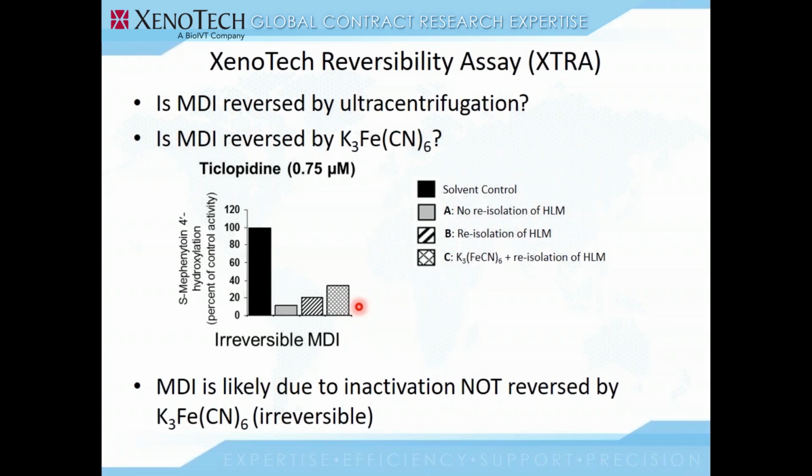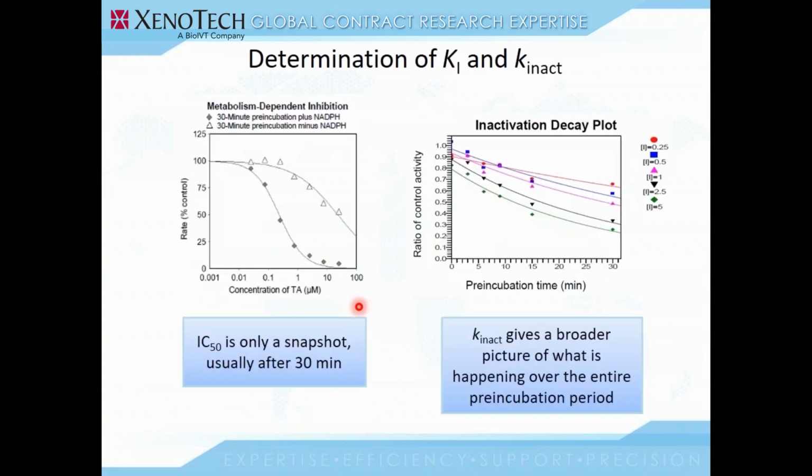Since quasi-irreversible and irreversible MDI result in an inactivation of the enzyme, regulatory agencies may require you to determine the Ki and kinact values associated with this enzyme inactivation. And this is done with our Ki and kinact assay. So the IC50 is only a snapshot, usually after 30 minutes, whereas the kinact gives a broader picture of what's happening over the entire pre-incubation period.